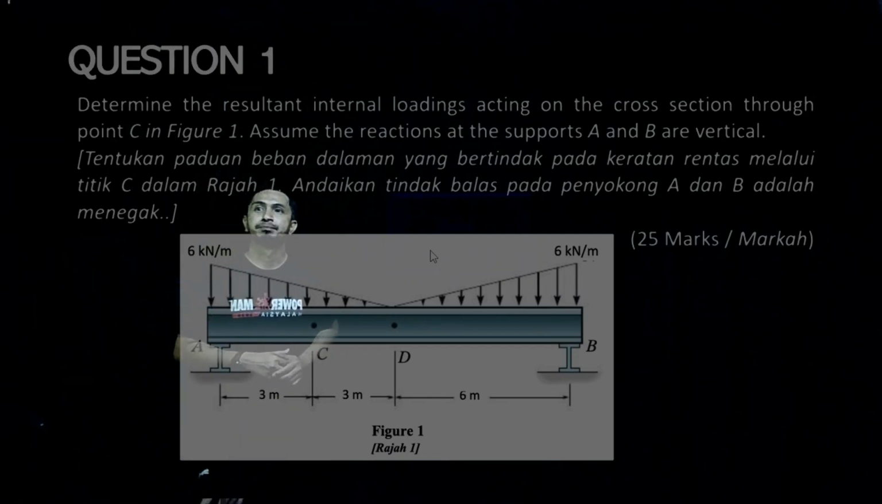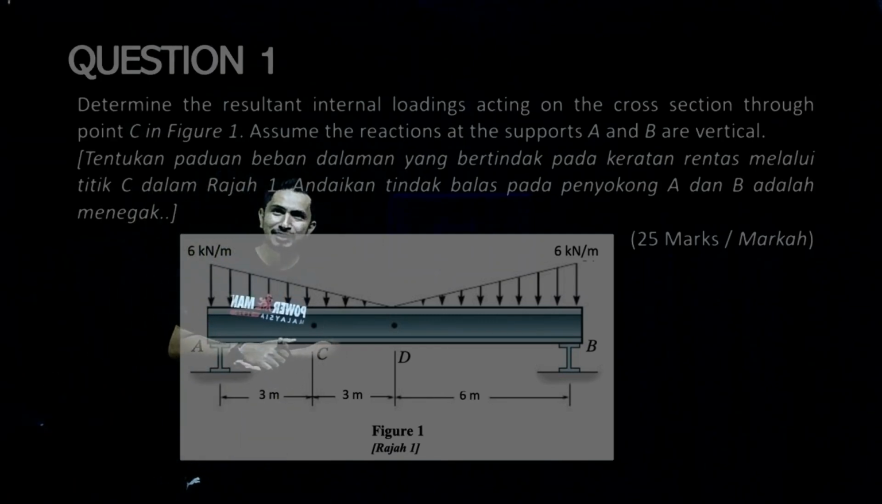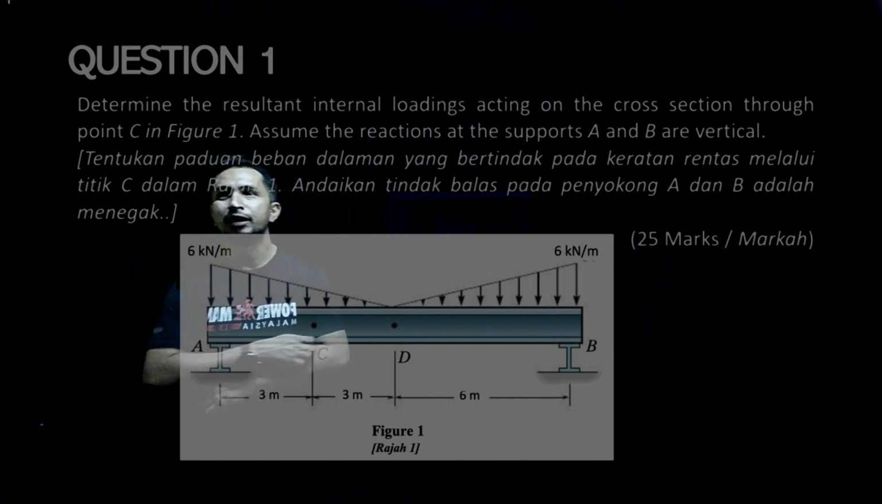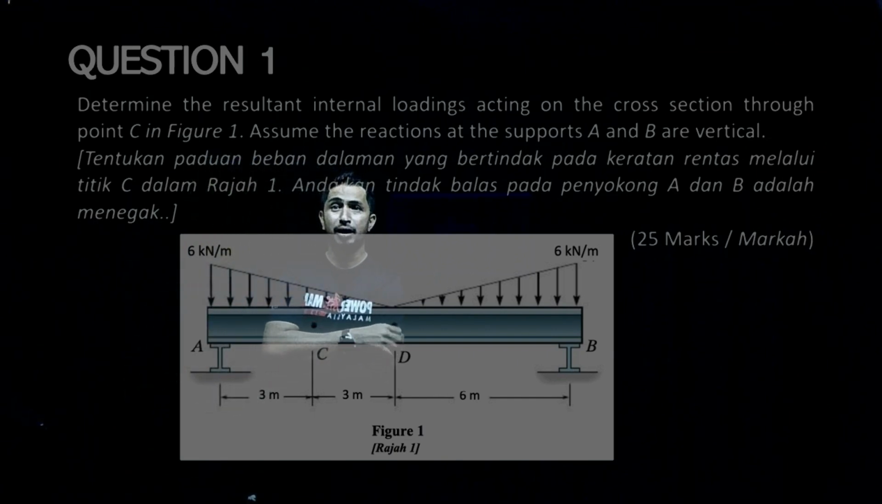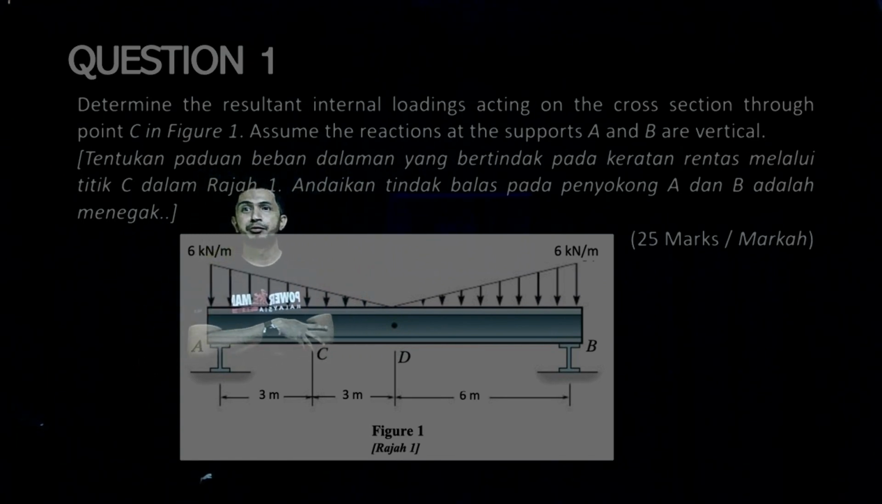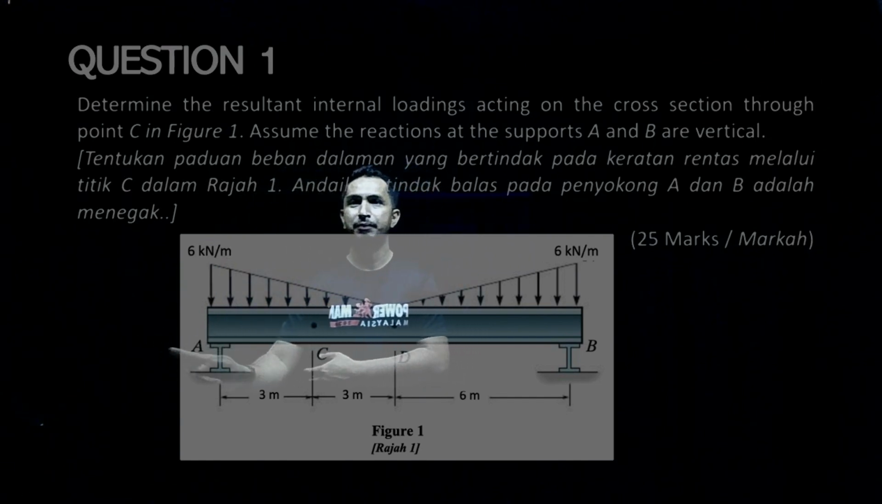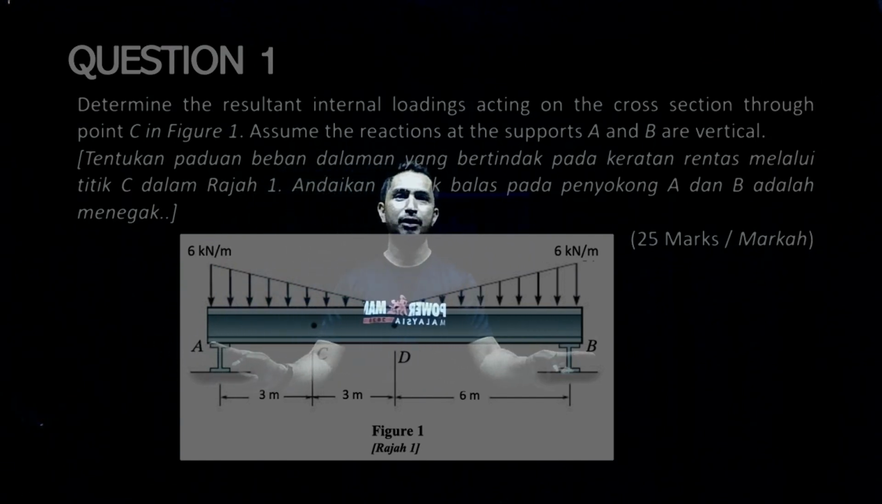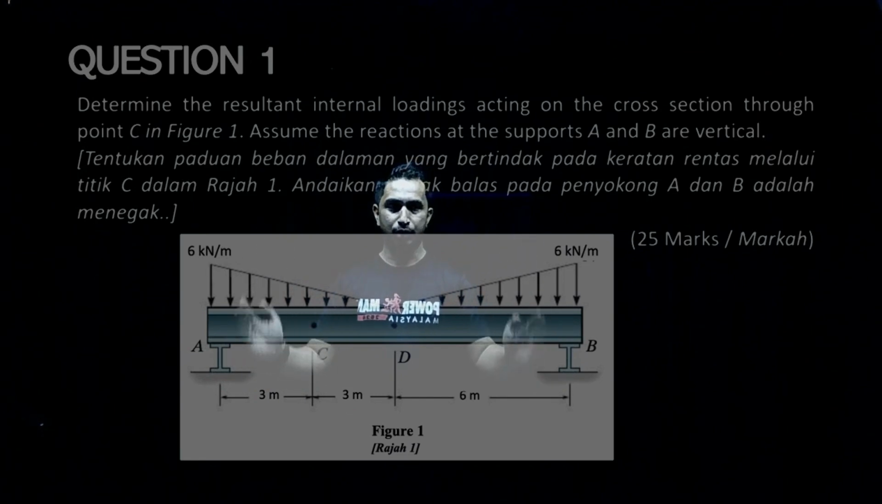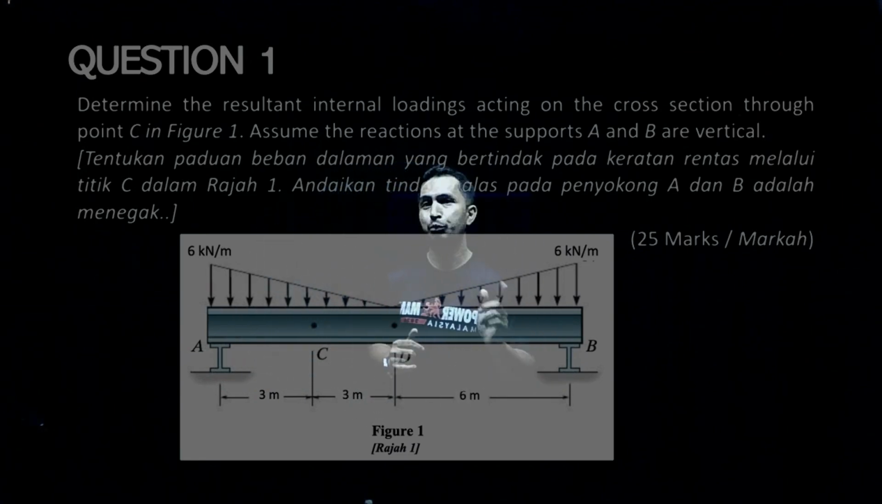So question number 1. Determine the resultant internal loading acting on the cross section through point C in figure 1. Okay, internal loading at point C. Assume the reaction at support A and B are vertical. So here's A and B. So the reactions are vertical. So we have AY and also BY over there.